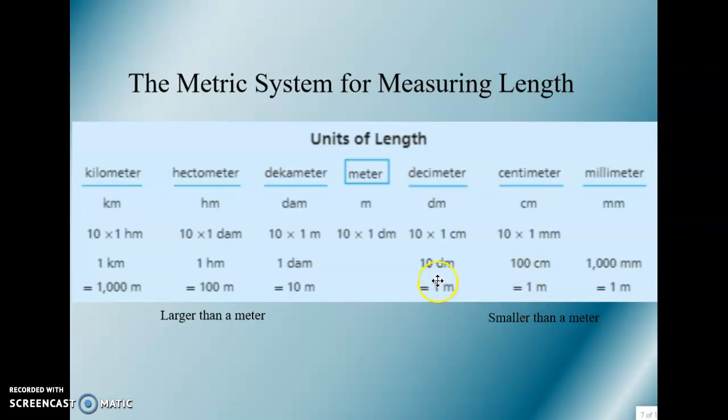And then our last measure is a millimeter, and that means 1,000, and there are 1,000 millimeters in 1 meter. So a meter is based on 10. Okay, think of it this way: 10 decimeters in 1 meter, 100 centimeters in 1 meter, 1,000 millimeters in 1 meter. 10 decimeters, 100 centimeters, 1,000 millimeters.